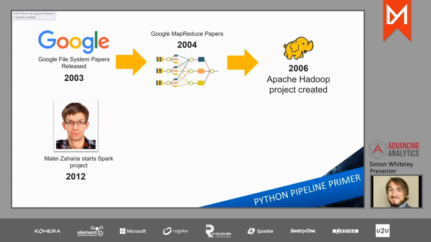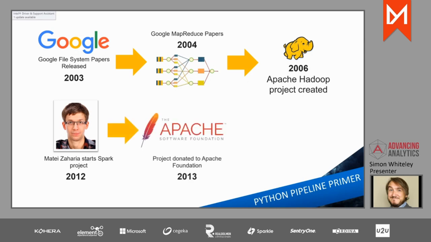So Spark is big data. It's doing the same MapReduce, breaking things up into smaller tasks, doing some incremental processing, but it's optimized and it's in memory and it's fancy. So they came up with this idea. They donated it to the Apache Software Foundation. It became an official first-class project.